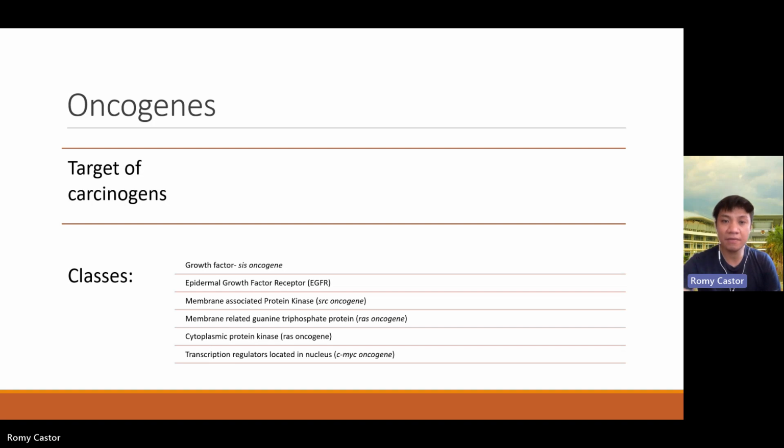Okay, so we have here the family of the oncogenes. The example for that, we have the growth factor, which is our SIS oncogene. Epidermal growth factor receptor. We have also the membrane-associated protein kinase, which is our SRC oncogene. We also have the membrane-related guanine triphosphate protein, which is our RAS oncogene. The RAS oncogene can also be classified as our cytoplasmic protein kinase. And we have also a transcription regulator found in the nucleus in the case of your CMYC oncogene. So ito ay mga cancer-inducing na mga gene natin.